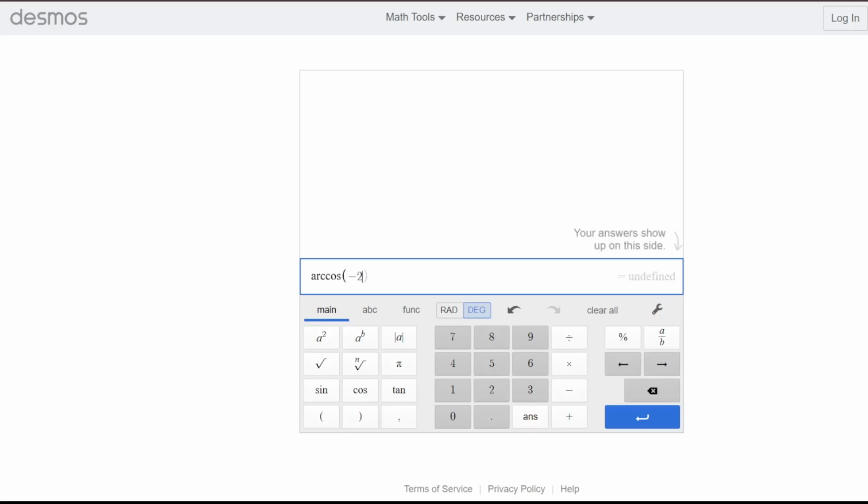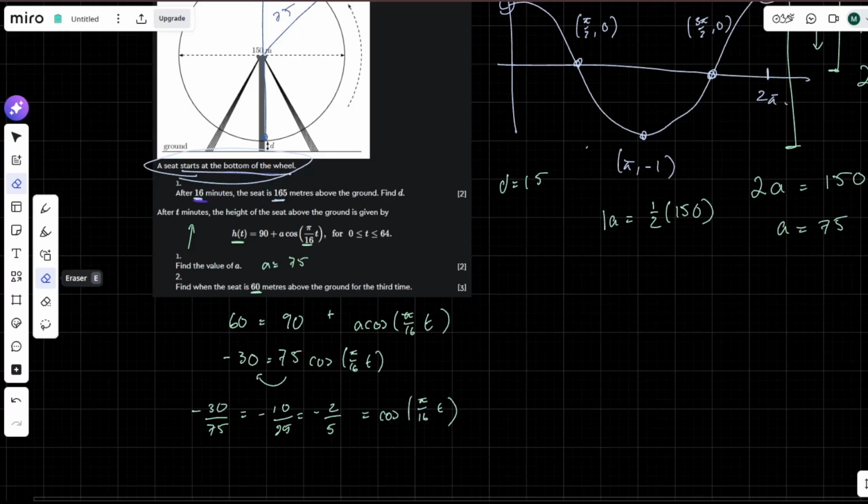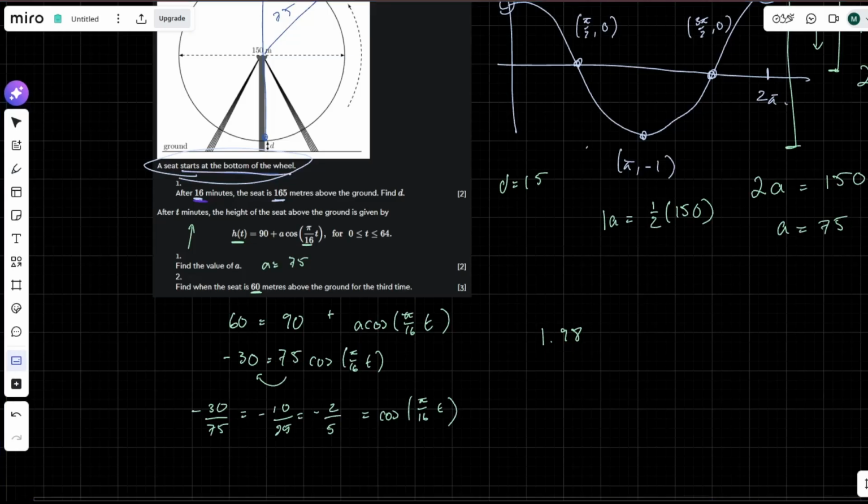So in a calculator, we'll put in arc cosine of negative 2/5. I am getting this value in degrees, but I want it in radians, and I'm getting 1.9823. But I'm going to call it 1.98, so that's 3 significant figures. 1.98 is our arc cosine of negative 2/5. We're using the cosine minus 1 function probably in your calculator. Now, that's not the value for time.